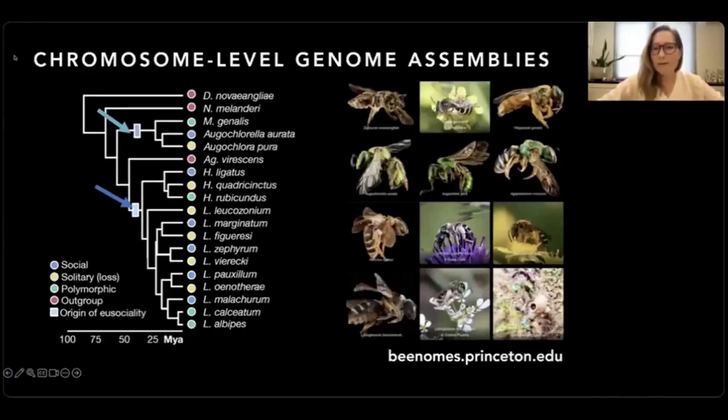So in order to identify the sets of genes that are linked to the evolution of eusociality in sweat bees, we first had to generate reference genomes for a set of about 20 focal species. And so we did this in collaboration with the Aiden lab.